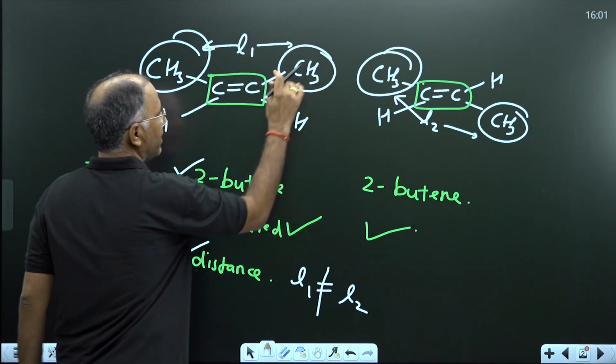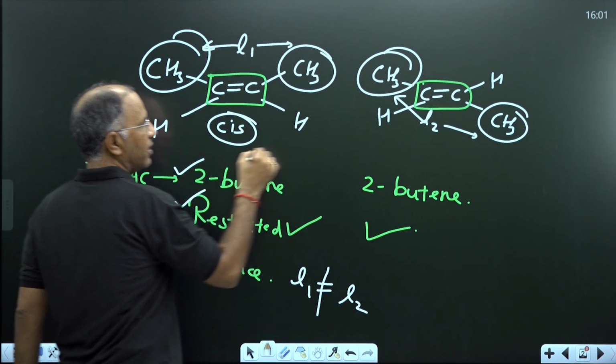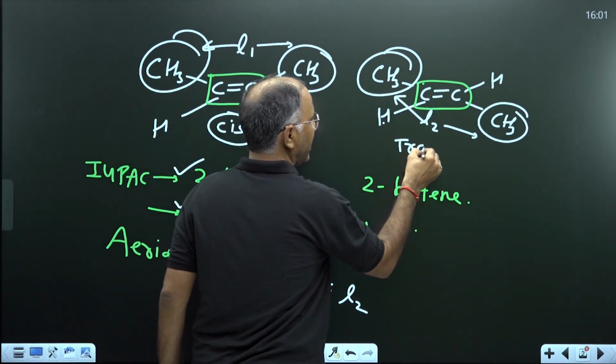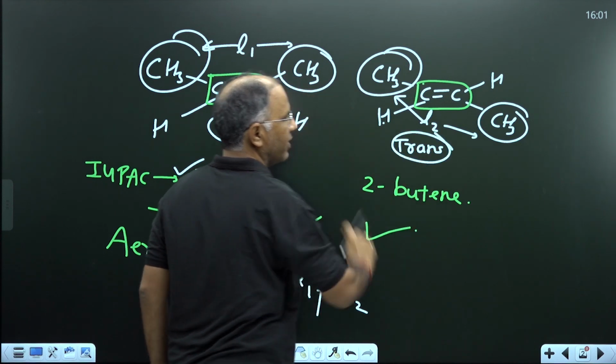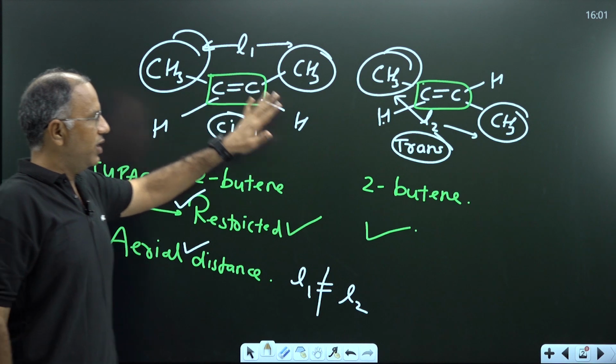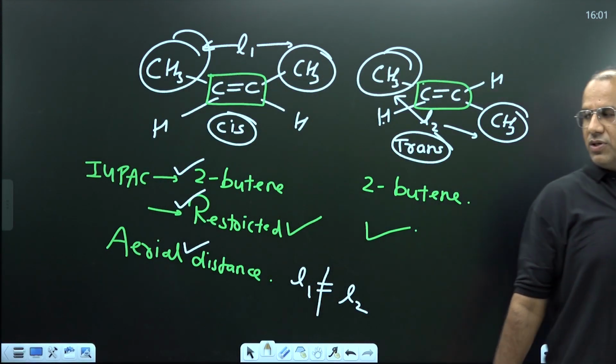Now, if the methyl groups are on the same side, we call it cis-butene. If the methyl groups are on the opposite side, we call this alkene trans-2-butene. What is the meaning of cis? Same side. What is the meaning of trans? Opposite side. So first of all, write down this example.